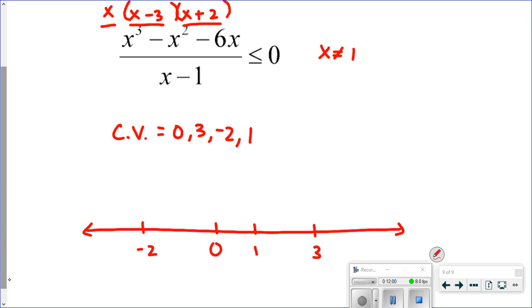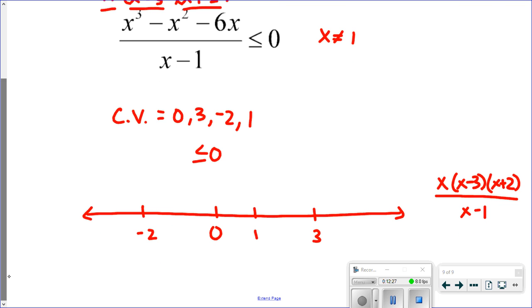And I am testing less than or equal to 0. I'm going to actually write the factored form over here to the side, so then I don't have to keep looking up. So I'm plugging my values into here, into my rational function. Okay. So I'm going to do the positive negative thing, but I have some dividing here.